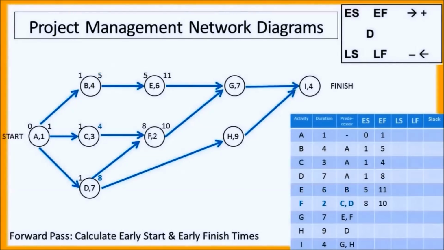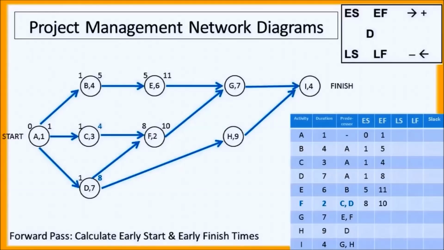Now, task F is a little more complicated because task F has 2 predecessors. So task F may not be started until task C and task D are both complete. And so task F has to wait until both C and D are complete. So when we are doing our forward passes and we have a choice to make between 2 activities to determine what the early start will be, we always pick the one that lasts the longest, or the one that has the latest early finish time.